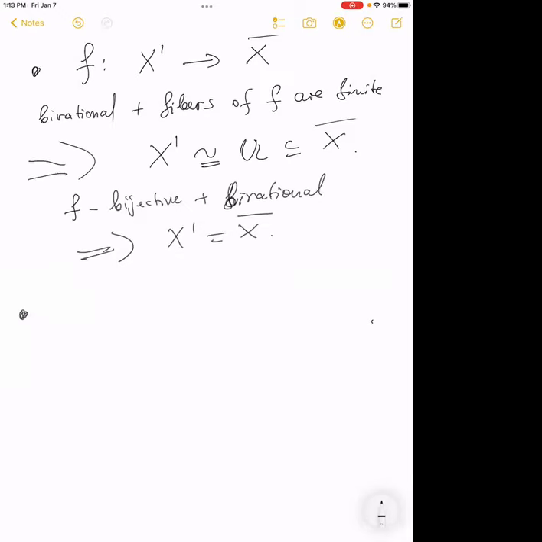Second property is just if I have a birational map, so let's forget about this bijectivity or finiteness of the fibers, just the birational map from X prime to the normalization to a normal variety X, then the fibers are all connected. This is another form of Zariski's main theorem.